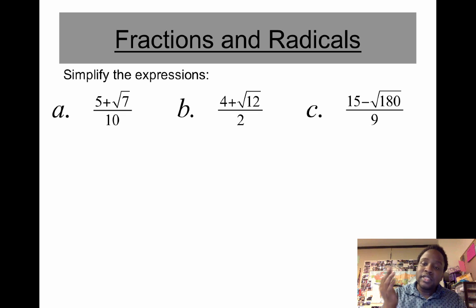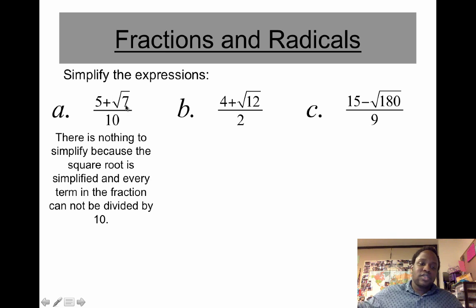All right, so now let's simplify some radicals. So here we have 5 plus radical 7 over 10. So a lot of you might want to be saying, 5 over 10 is 1 over 2. But we have to have it so that both the number and the radical can be simplified. And so we can't simplify radical 7, so there's nothing that we can do. We can't simplify 5 plus radical 7 over 10 any further.